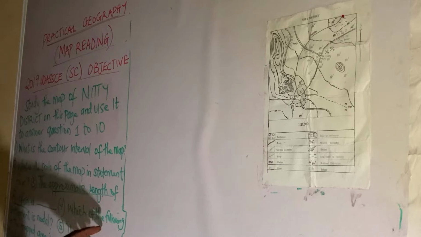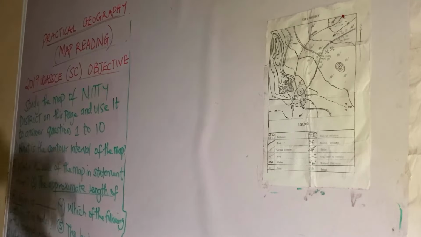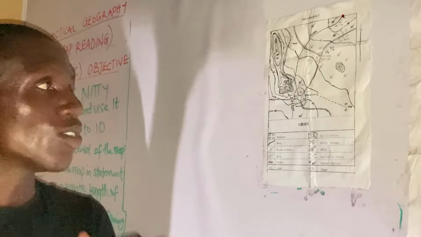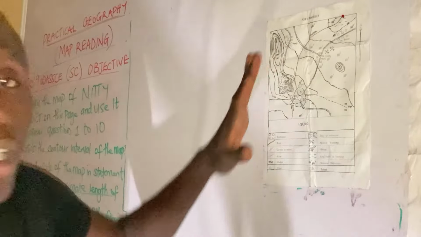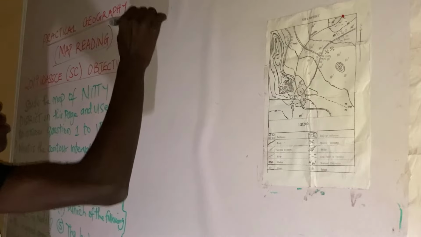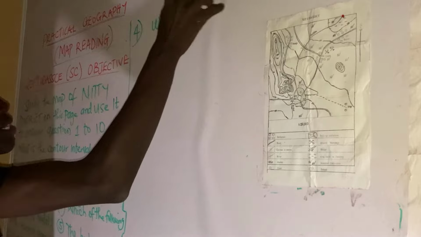So let's go to the next question. Question number 4 says, which of the following settlements is nodal settlement? Now, we are to choose among the settlements that we have here, which one is nodal settlement. So number 4, which of the settlements is nodal?